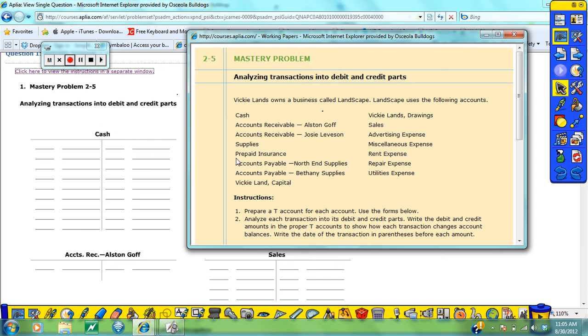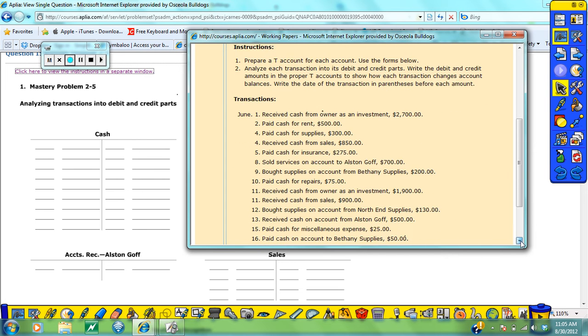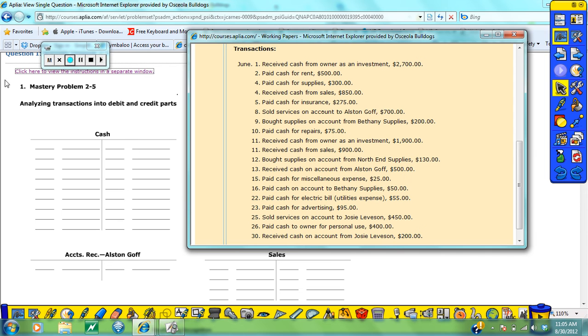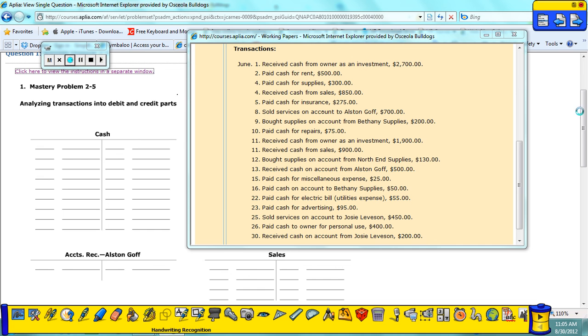Okay, so here's your chart of accounts. You're supposed to do these transactions and prepare a T account. But this is a little bit different than what you've been doing, because now they want you to... technology, we love it. Okay, it doesn't want to move. Let's get on with it.